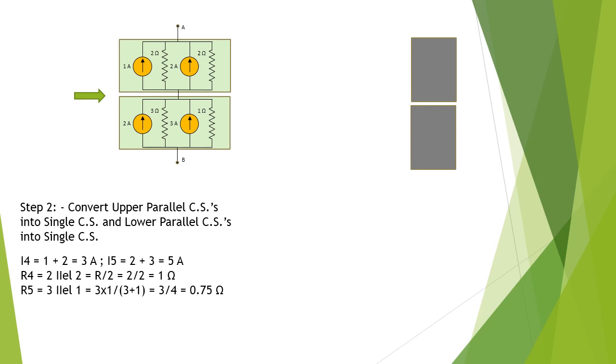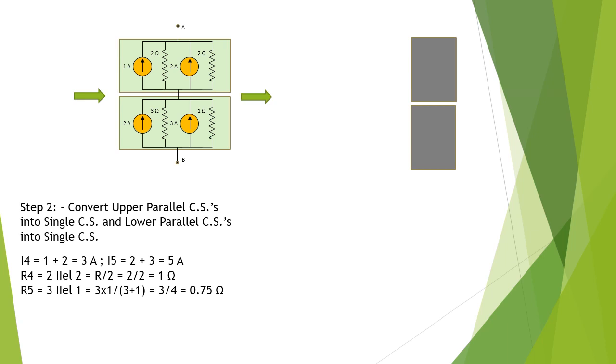Now the resistances of the respective parallel current sources are 2 ohm and 2 ohm, and here 3 ohm and 1 ohm. R4 is 2 parallel with 2. It means the resistances in parallel connection are the same, therefore the shortcut formula is R by 2, so we get 1 ohm. R5 is the lower resistance parallel combination, 3 parallel with 1, and you get 0.75 ohms.